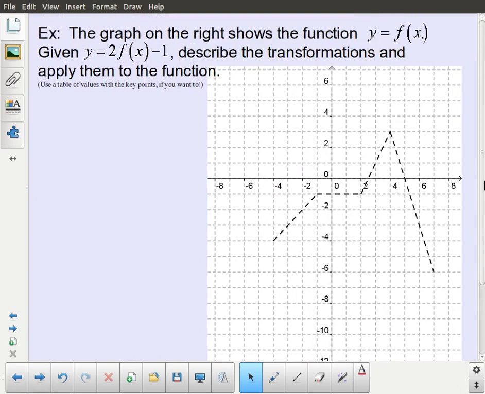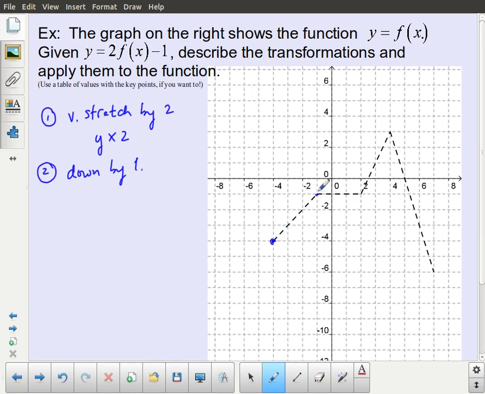All right, this may be our last one. So, what is our first transformation? It's this number 2. That's going to be a vertical, and in this case, because it's larger than 1, it is a vertical stretch by 2, and that means I'm going to take the y-coordinate and multiply by 2. And then the second transformation, which is here, is down by 1.